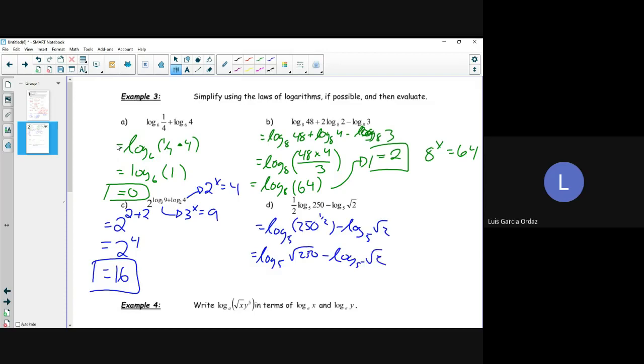What would our next step be? We're going to divide. So we get log base 5 of root 250 over root 2. And when we simplify, that gives us log base 5 of root 125.